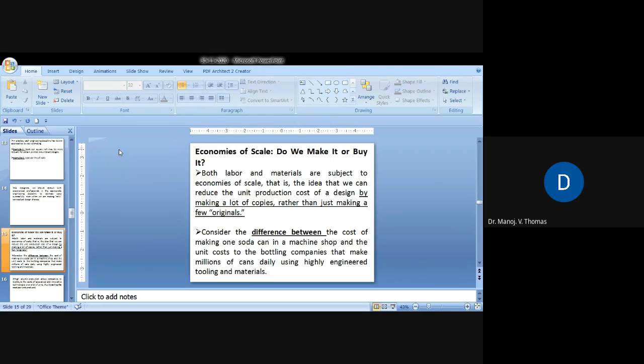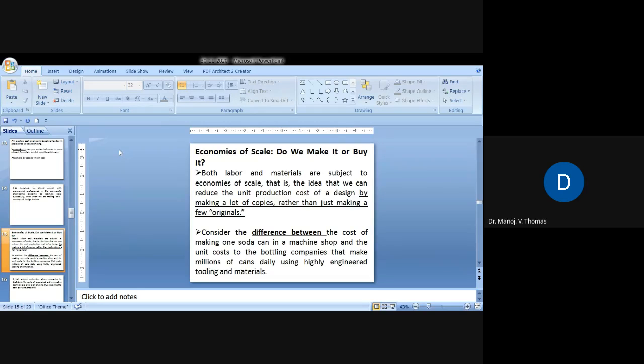Now, another aspect is economies of scale. Do we make it or buy it? Economies of scale is another important factor which influences the cost of a particular design. Both labor and materials are subject to economies of scale. That is the idea that we can reduce the unit production cost of a design by making a lot of copies. So that is the meaning of economies of scale.